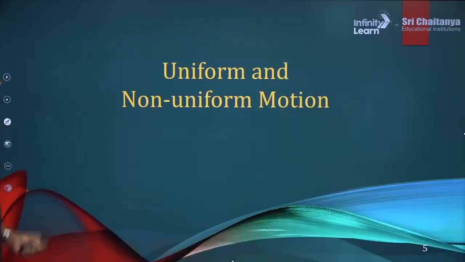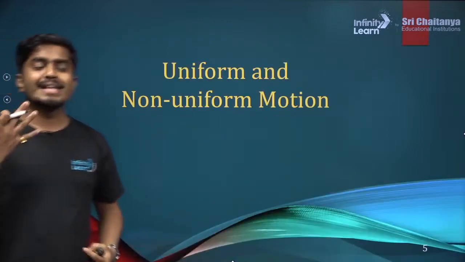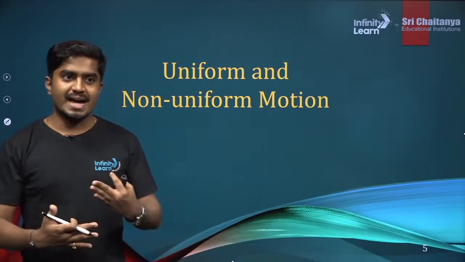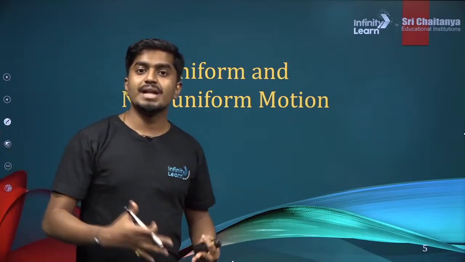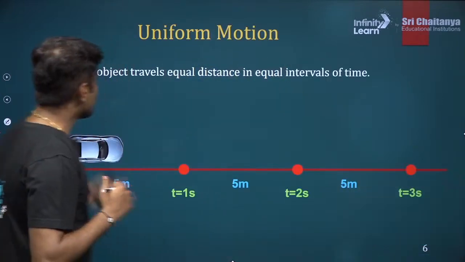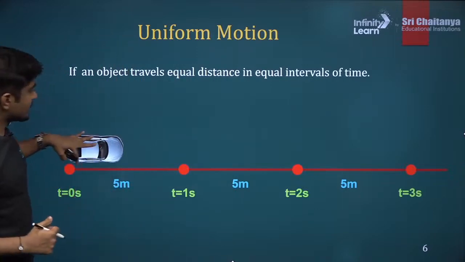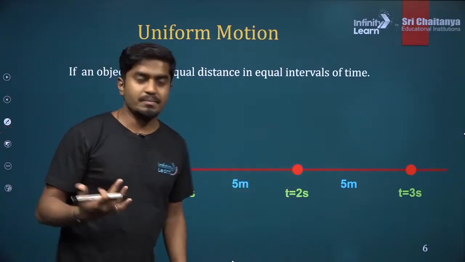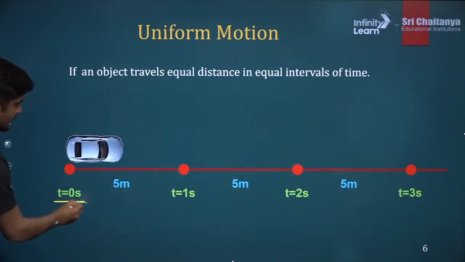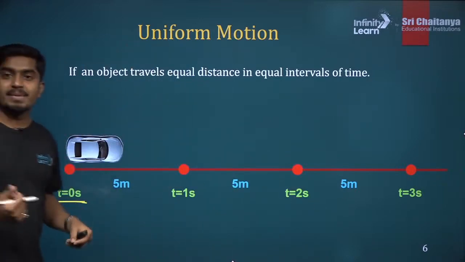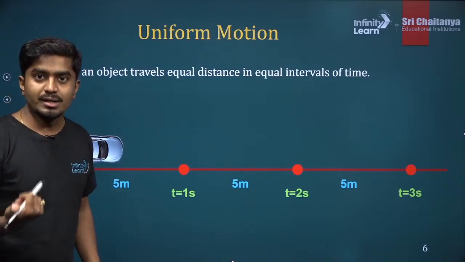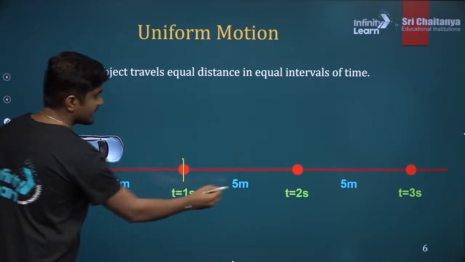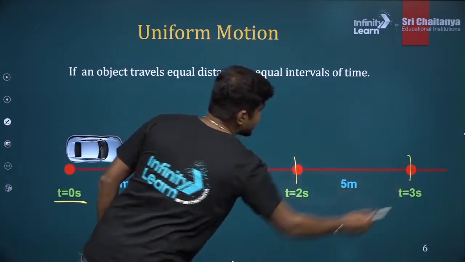Alright, so before we directly go to velocity, let's understand what is uniform motion and non-uniform motion. You see, this is an object, and this object is moving with time. These are the time stamps. There is a time t equal to 0, that means you start your clock. Then there is 1 second, 2 seconds and 3 seconds.